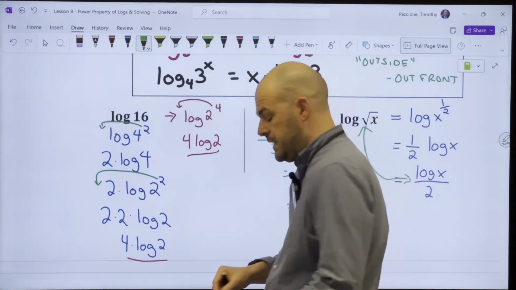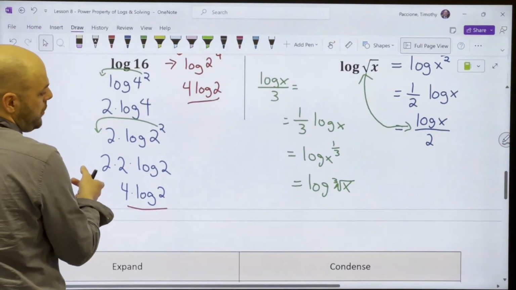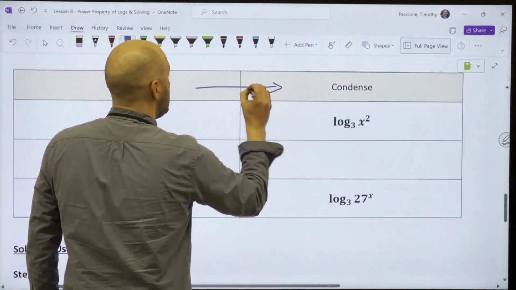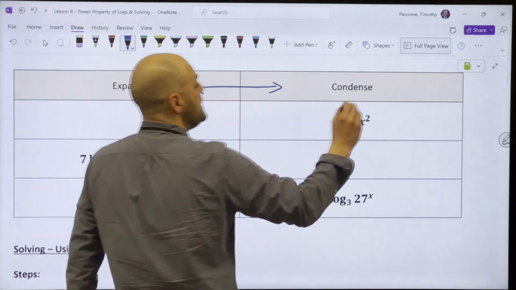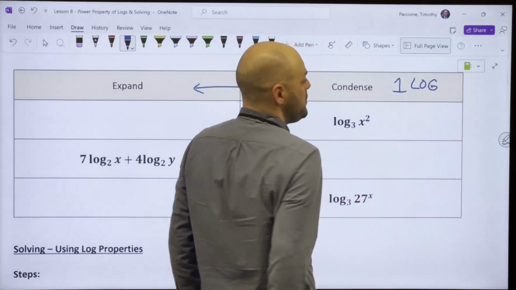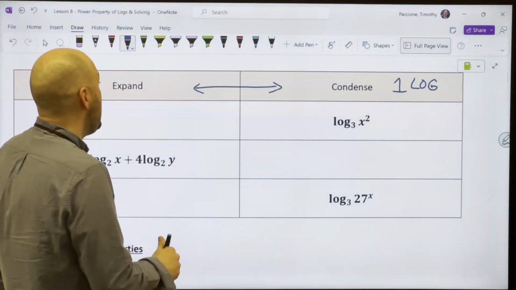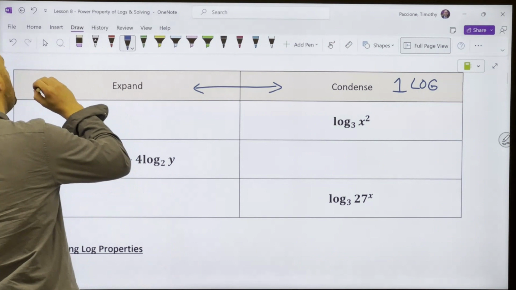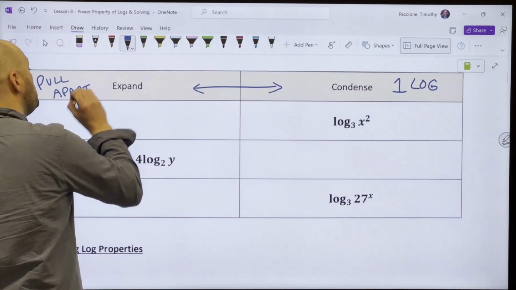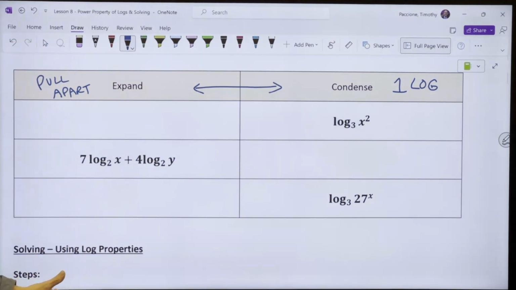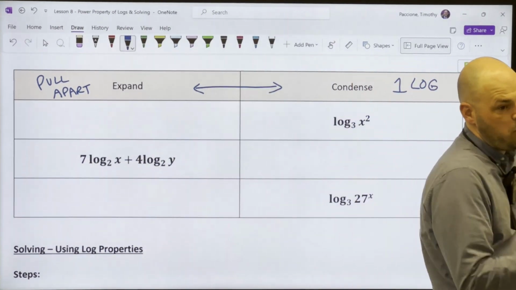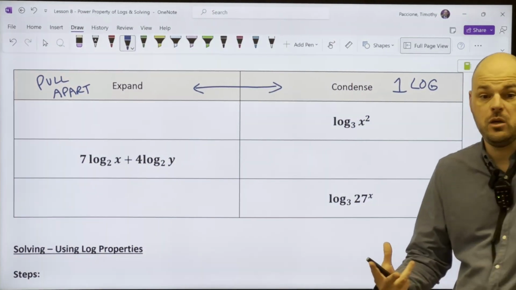All right. Now, let's practice going back and forth. What do I mean back and forth? We should be able to expand or condense just like with our other properties. Remember, condense is 1 log, or at least as much as we can, get it down to 1 log. And expand just means pull apart. Sometimes it'll mean more than 1 log. With the exponent, it could just mean move it out front. It's basically the opposite of condense. 1 log is as simple as possible. The other way is to pull it apart in any way you can.